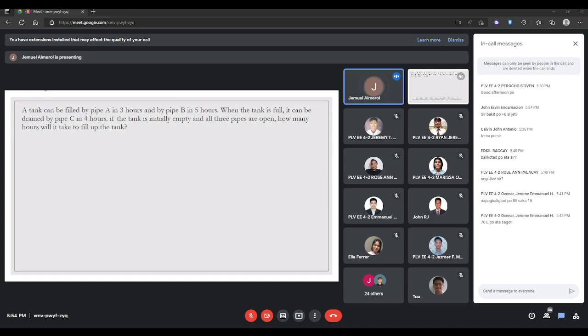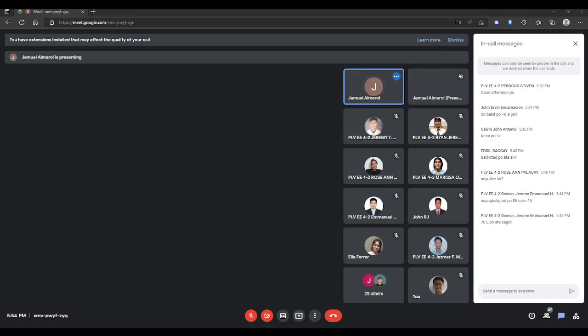Oh, late na naman siya po. Ito na lang, bumili siya ng libro. Okay.